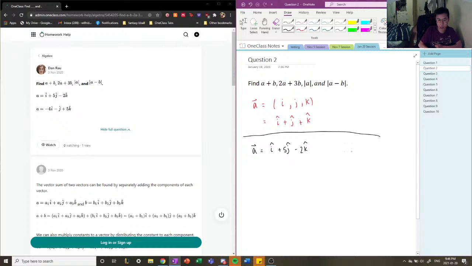If you were to have axis planes with 3 different axes, you can really map out this vector for yourself. Another way to write this is in the coordinate system, which is going to be 1, 5, and negative 2. Our second vector, vector b, likewise is going to be negative 4 units in the i direction, negative 1 unit in the j direction, and 5 units in the k direction.